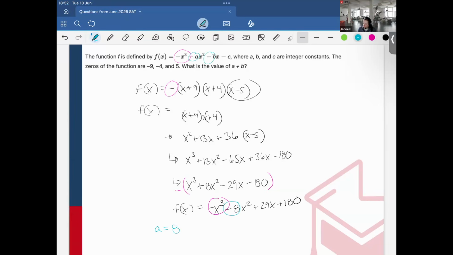And negative b is equal to the coefficient in front of x, which is positive 29. And that gives me that b is equal to negative 29. So we get the same answer. And that's it. The answer is negative 21.